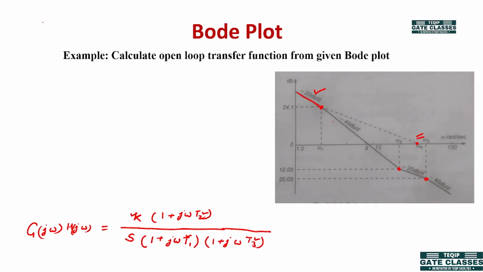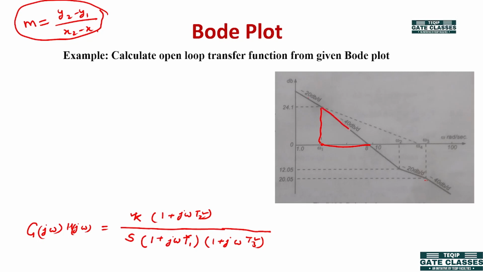Okay, so now we know in simple algebra the slope m is equal to y2 minus y1 upon x2 minus x1. Same thing we will be using here. So let's calculate omega 1 first. Okay, so this is your omega 1. For this we will take this particular area. So this is the slope, these are the points y2, y1, this is x2, x1.